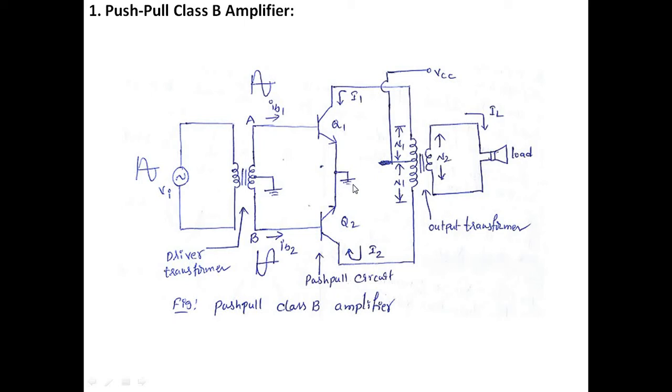This is the basic current direction for the positive half cycle. As a result, we have a current flowing in the secondary of the transformer, and the signal gets delivered across the load.